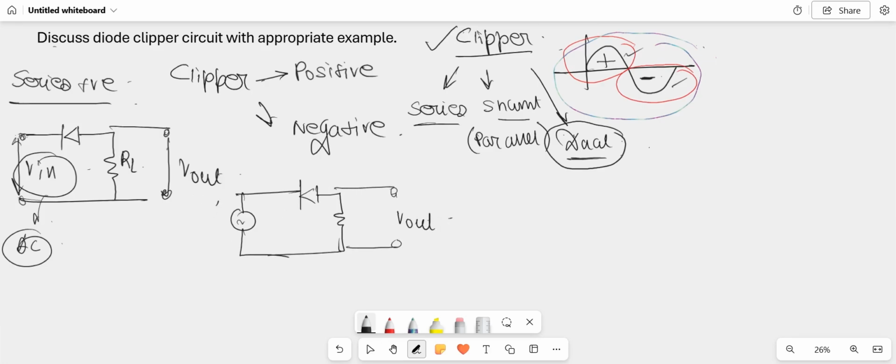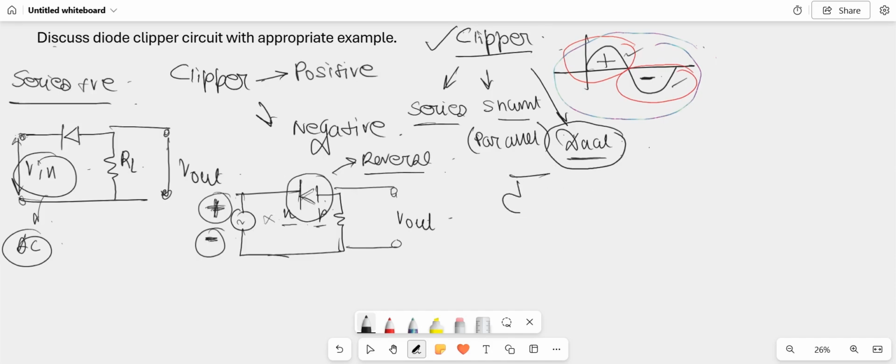For the positive half cycle, the polarity of the source will be like this. The N terminal of the PN junction, I am denoting here N and P, is connected to the positive terminal, and the P terminal is connected to the negative terminal. So during the positive half cycle, the diode becomes reverse biased, because the N terminal is connected to the positive pole of the battery and the P terminal is connected to the negative pole. So during the positive half cycle, no current will flow within the circuit.